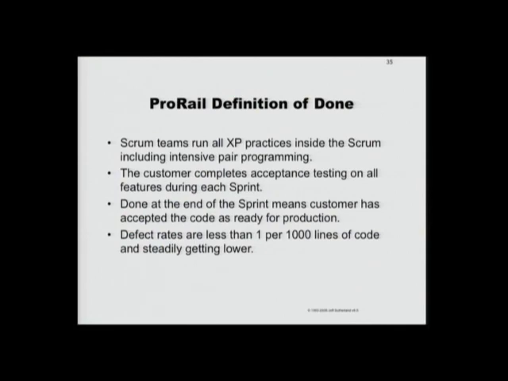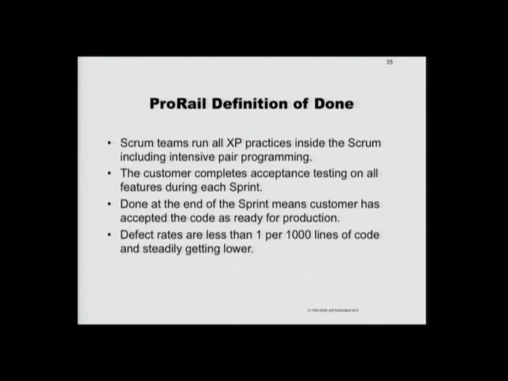They run all of the XP practices inside the Scrum. The definition of done at the end of the sprint is the customer has done complete acceptance testing on the customer site and declared the software ready for deployment. Okay, so a strong definition of done. And the defect rate is less than 1 per 1,000 lines of code, which is pretty low, some of the lowest in the industry. And they're steadily getting lower as the code base grows.